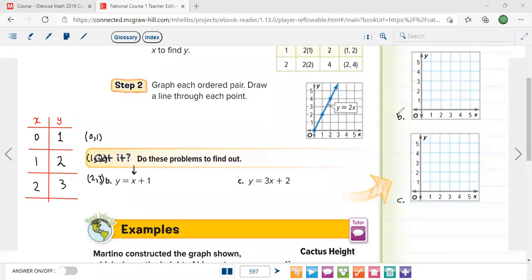Now let's plot on the graph. From 0, we start from the x, of course, going up to the y. From 0 up to 1. From 1 up to 2. And from 2 up to 3. And then we will draw a straight line, starting from 1, going up. And you should extend the line, and you make an arrow like this one.